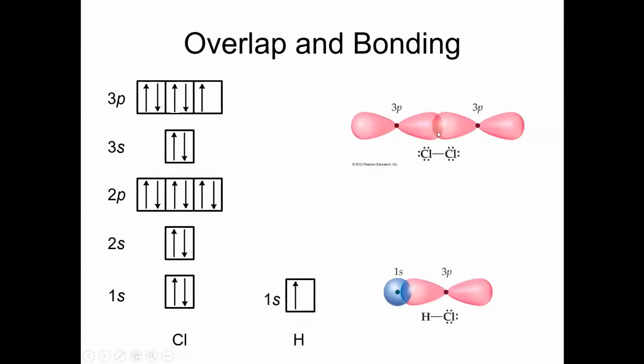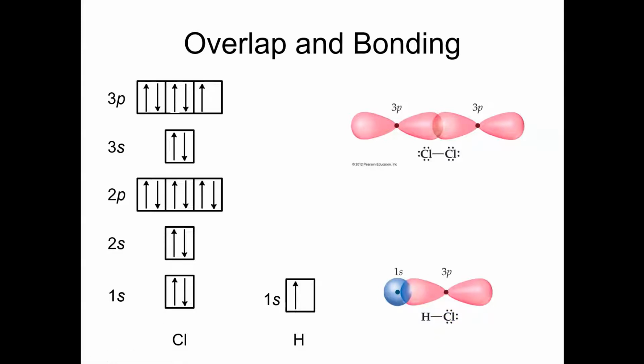And you can imagine overlap between atoms of two different elements. So here is a 3p orbital for chlorine that's only half filled, and a 1s orbital for hydrogen that is only half filled. And so these can overlap and give you a shared pair of electrons and a hydrogen-chlorine bond.